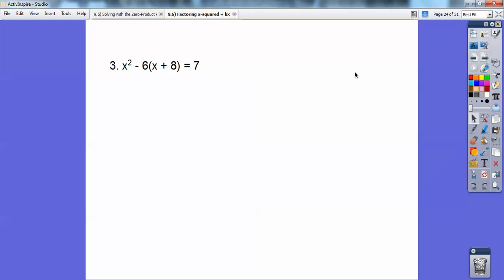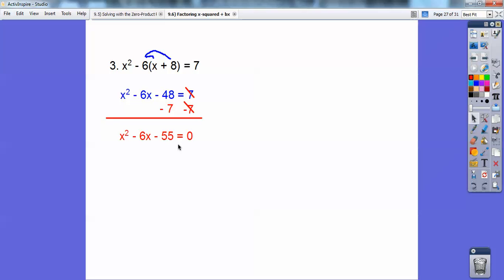What about this one? Now it has to equal 0. If it doesn't equal 0, then I have to make it equal to 0. So first I'm going to distribute the negative 6 through, and then subtract 7 on both sides. Careful: negative 6 times 8 is negative 48. Now subtract 7 from negative 48. Negative 48 minus 7 is negative 55.